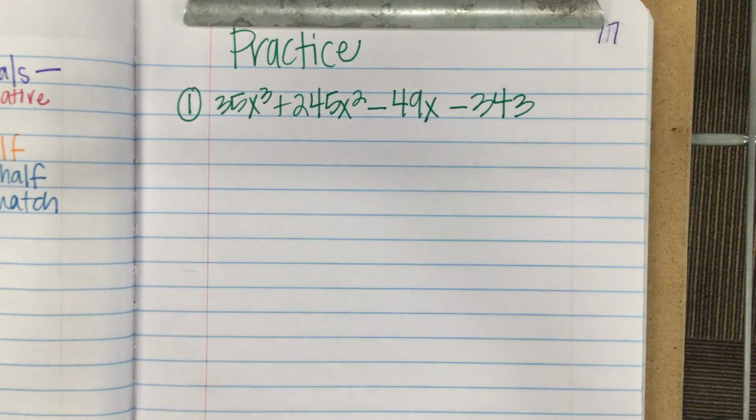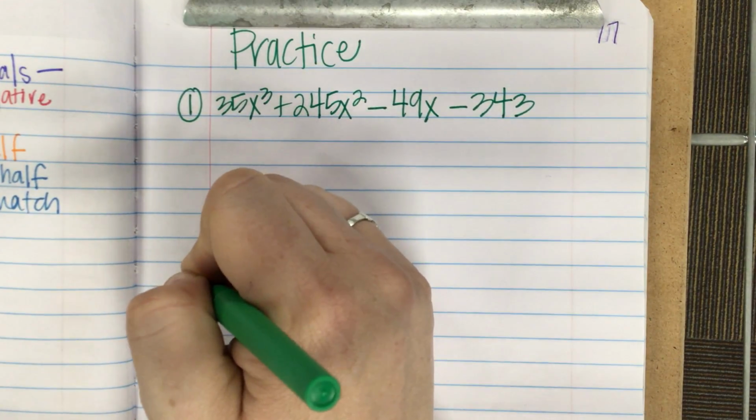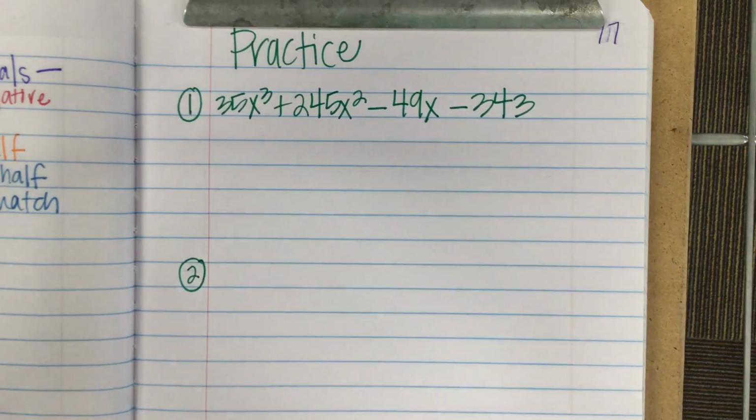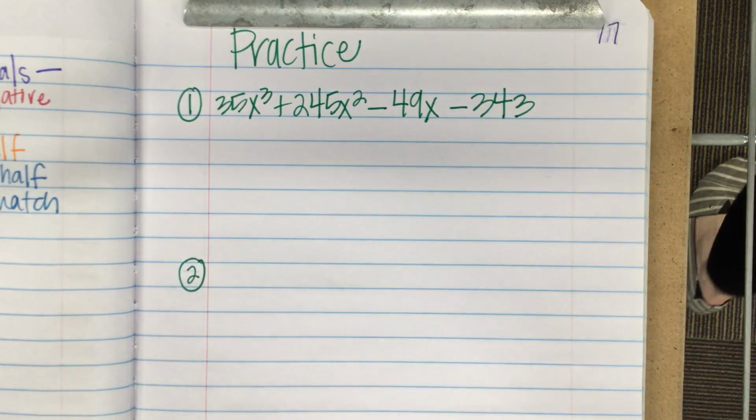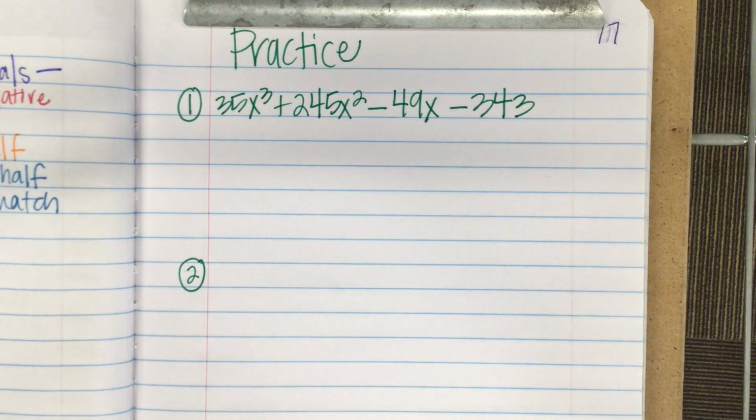There's practice problem number 1. Follow your steps. Is the leading coefficient negative? Is there a greatest common factor? Split it in half. Factor each half. Write your solution. Follow those 5 steps. 35x to the third plus 245x squared minus 49x minus 343.